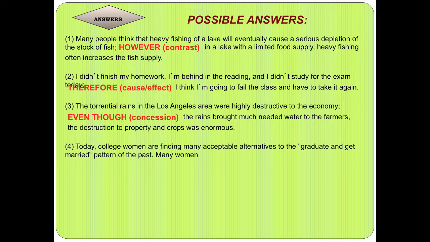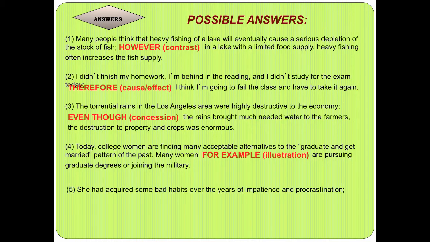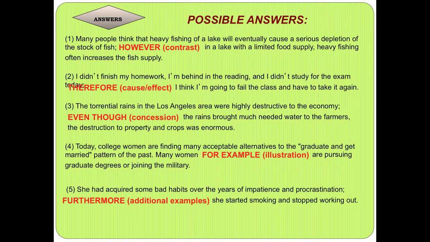4. Today, college women are finding many acceptable alternatives to the graduate and get married pattern of the past. Many women, for example, illustration, are pursuing graduate degrees or joining the military. 5. She had acquired some bad habits over the years of impatience and procrastination. Furthermore, additional examples, she started smoking and stopped working out.